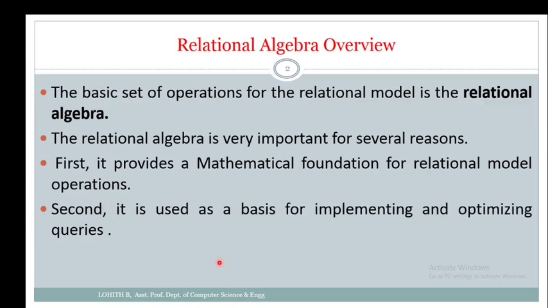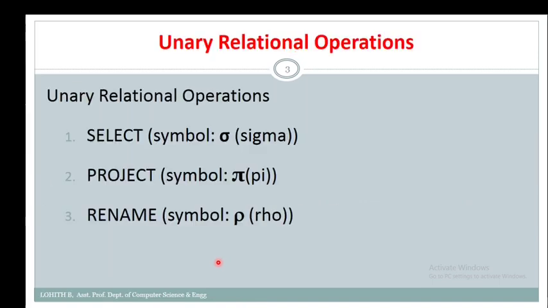The relational algebra is the basis for the Structured Query Language. So we actually don't implement relational algebra. It is nothing but a collection of mathematical expressions. Unary relational operations are the select operation, the notation used is sigma, the project operation, the notation used is pi, and the rename operation, the notation used is rho.